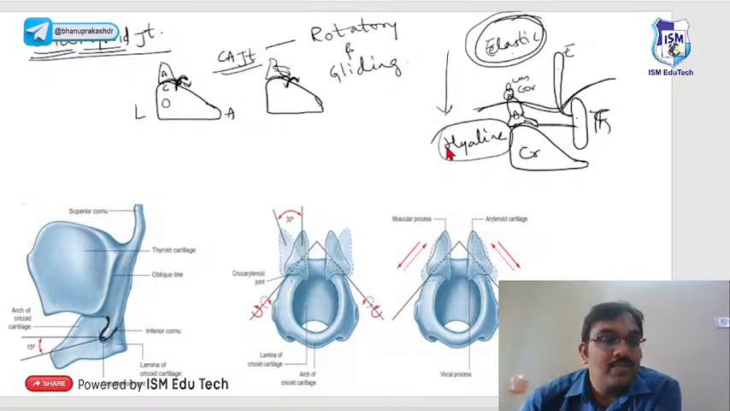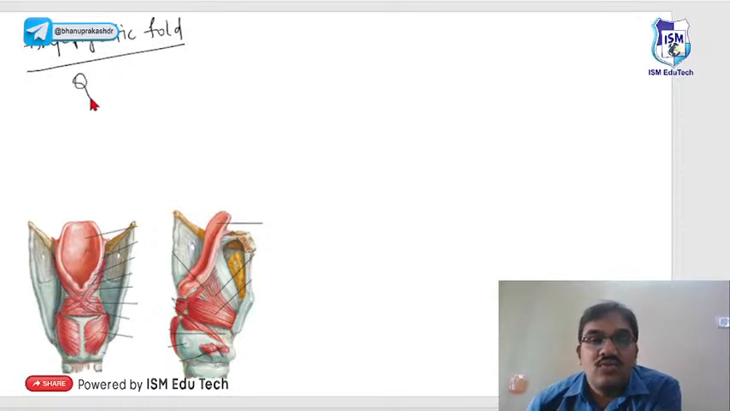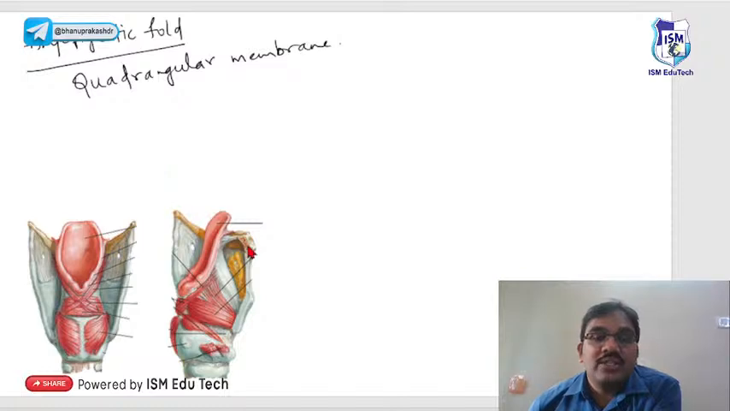And another important structure we need to discuss here is your aryepiglottic fold. This is very important. What is this aryepiglottic fold exactly? This is also called the quadrangular membrane. See, here there was the epiglottis, right? This is your thyroid cartilage, cricoid cartilage. If you remove these muscles, you can see the arytenoid over here, and the corniculate and cuneiform can be seen over here, right?